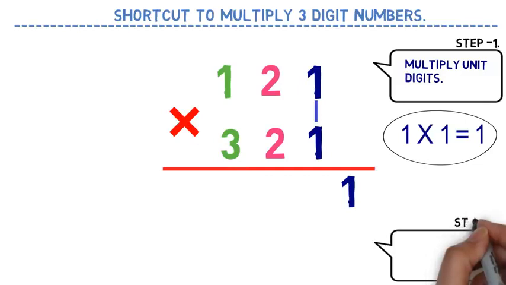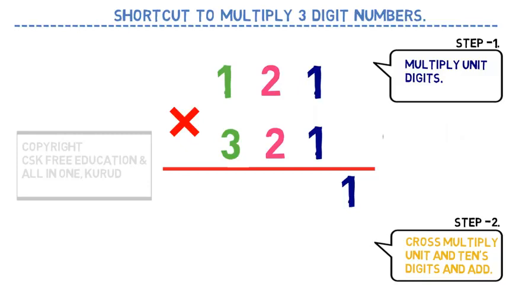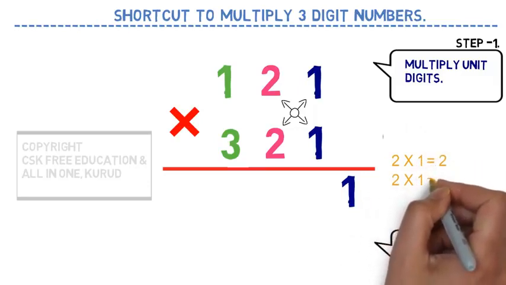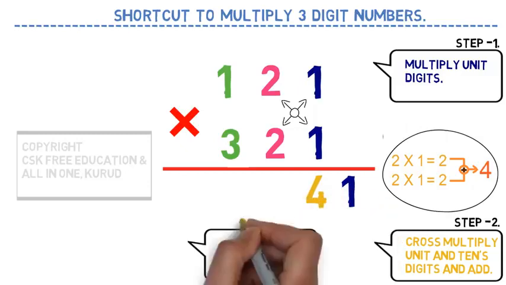In step 2, we'll cross multiply unit digit and tens digit. Here we have 2 and 1. Tens digit we have 2 in both the numbers and 1 at the unit place. So we'll multiply 2 into 1. Once again 2 into 1. We get the result as 4. This is gonna be tens digit. We'll write down 4. Now let's move on to step 3.